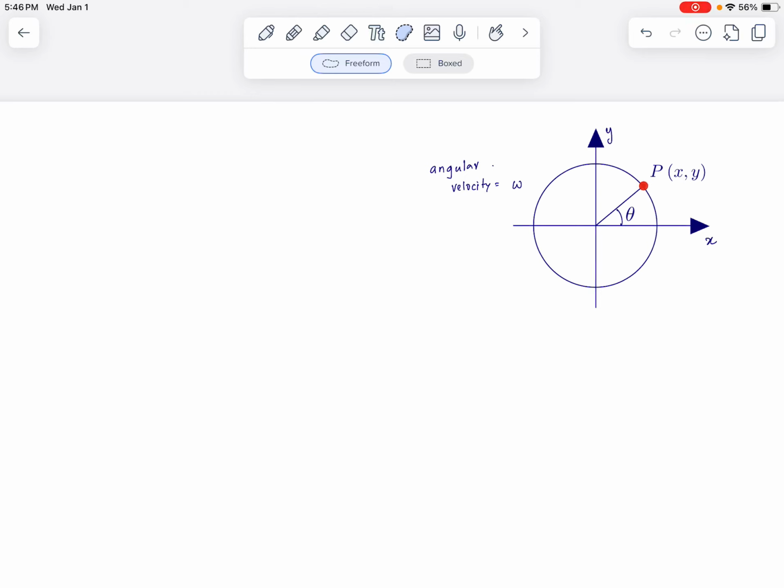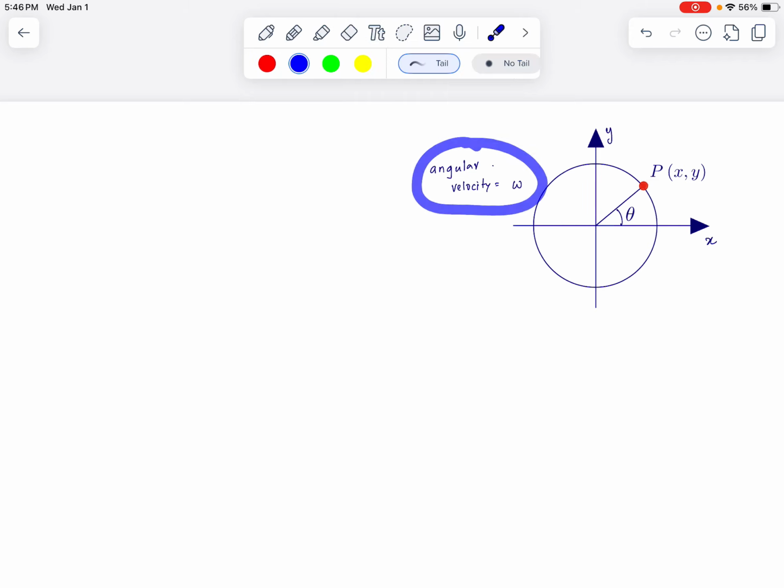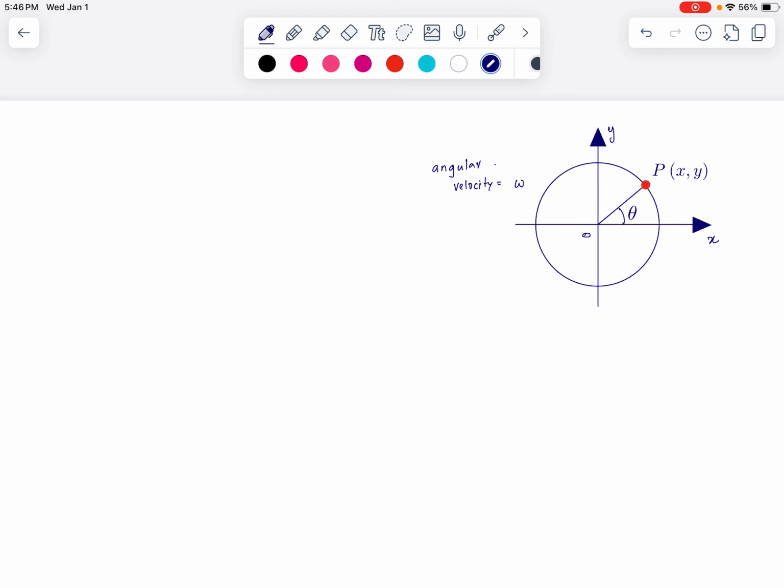In this video, we'll try to understand how to compute the linear velocity of an object that is undergoing uniform rotational motion, okay, with an angular velocity of omega. So let's say the object is located here at point P and it has coordinates of x and y, and this point P, when connected to the origin O, makes an angle of theta with the x-axis.